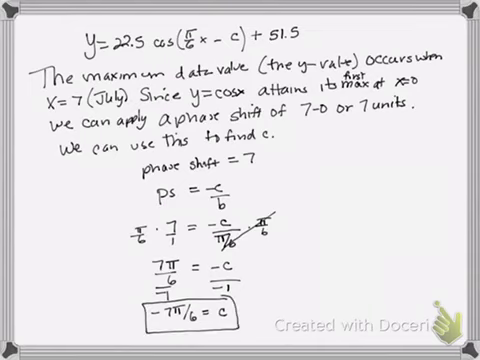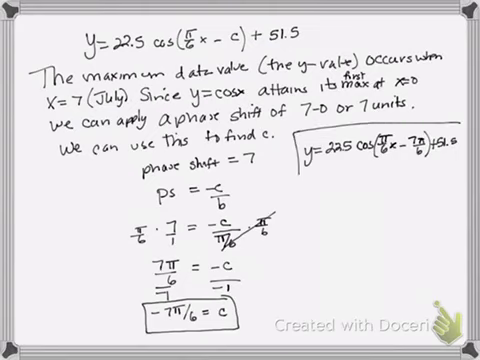So now for my equation, I have y is equal to 22.5 cosine of pi over 6 x minus 7 pi over 6 plus 51.5. All right, and this is my model equation. So I just answered the B part.